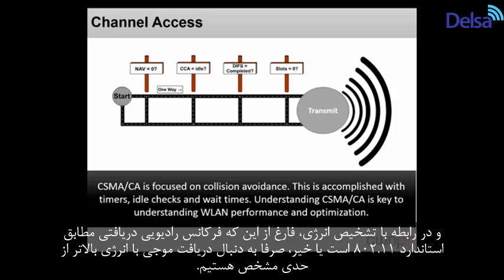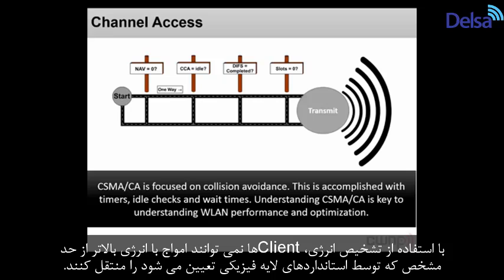Energy detect is saying, well, I'm just seeing RF energy. Maybe it's 802.11, maybe it's not. I'm just seeing RF energy above a certain threshold. So with energy detect, when that is used, basically the client cannot transmit because it's detecting RF energy above a certain threshold as specified by the physical layer in the standard.